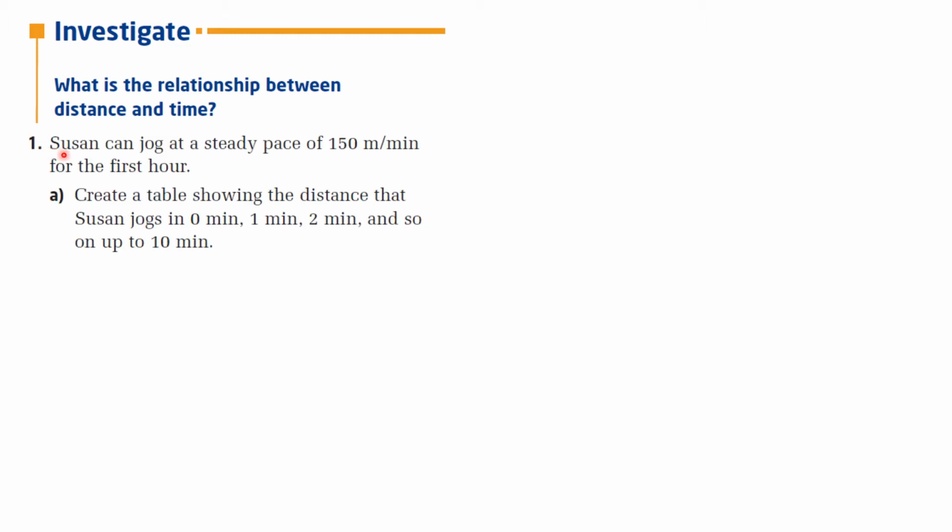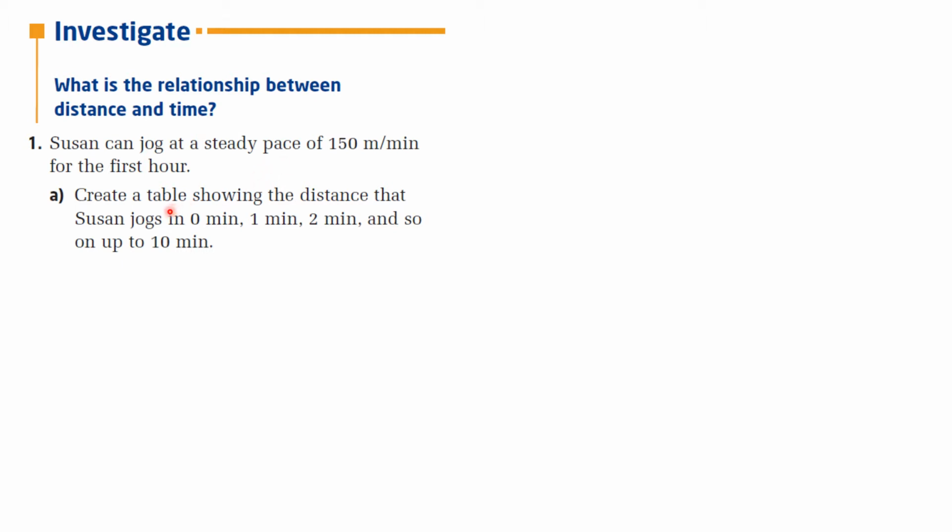We've got Susan who can jog at a steady pace of 150 meters per minute for the first hour. So we're just going to assume she doesn't slow down, nothing happens, she doesn't have a red light or traffic light to slow down. We're just going to assume a steady pace here.